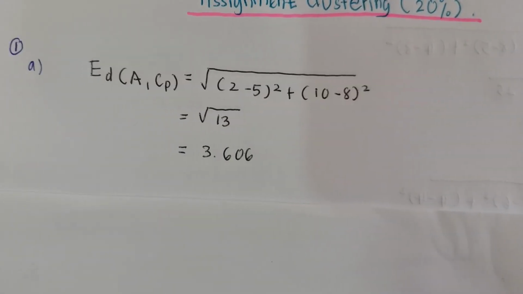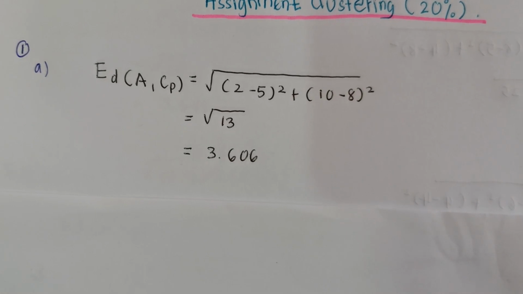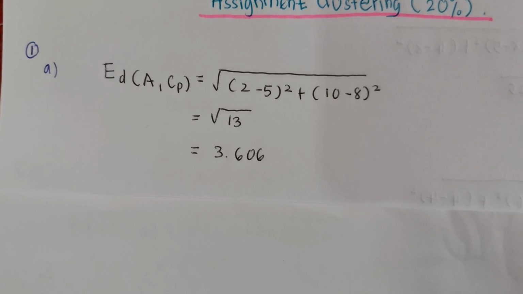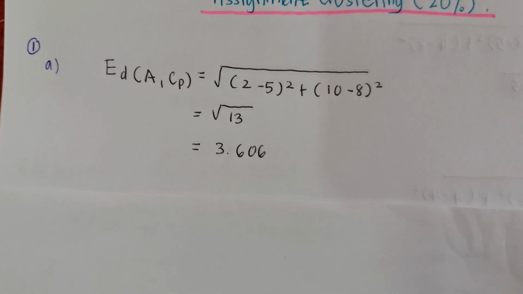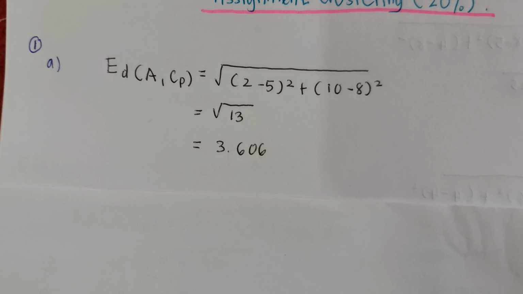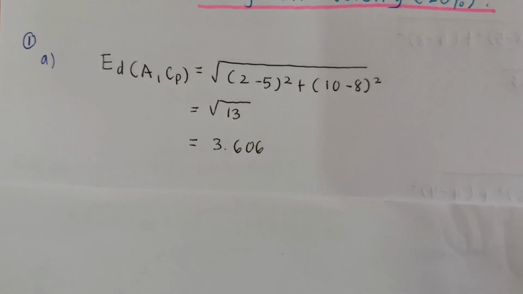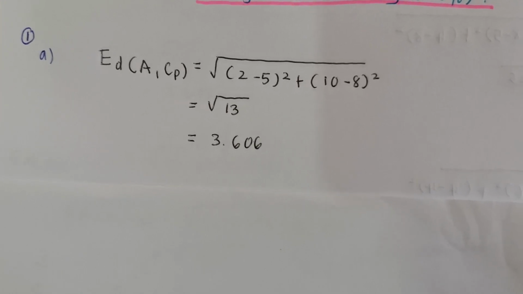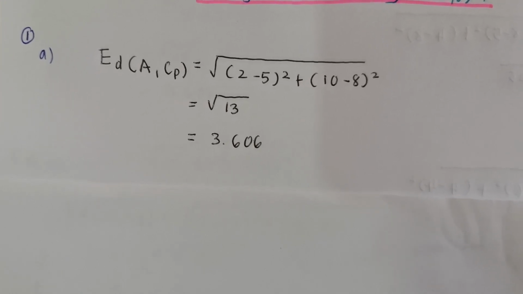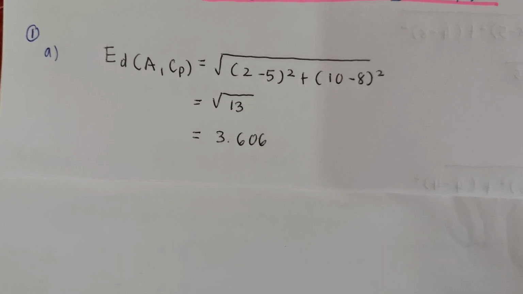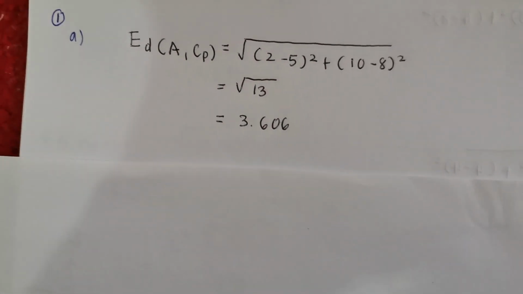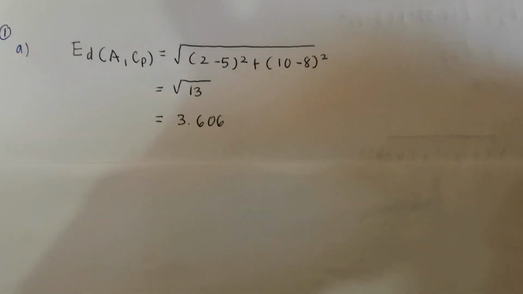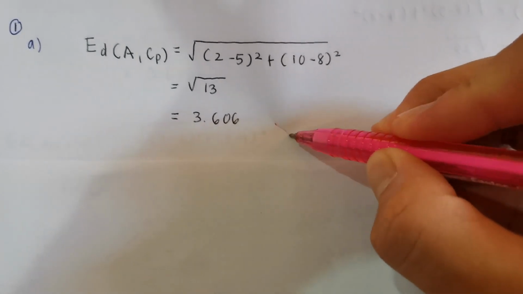Okay, so now for question A, we need to calculate by using the formula of Euclidean distance. Now we have to find the distance from cluster P to A1 using this formula: square root of (2 minus 5) squared plus (10 minus 8) squared, and then we will get square root of 13. After we take the square root of 13, we will get 3.606, and that is the answer.